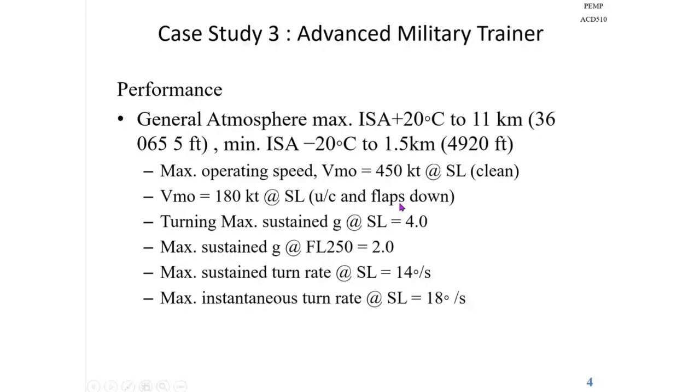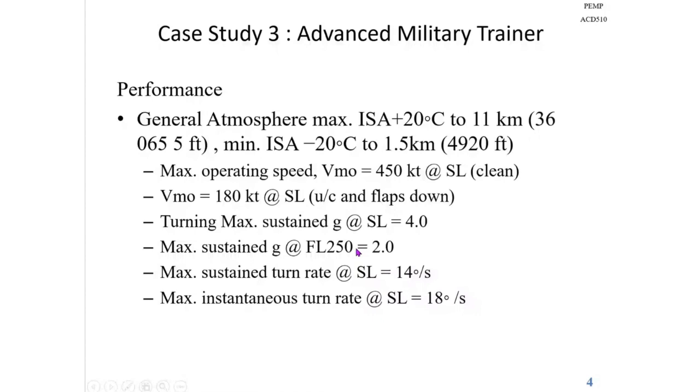Sorry, not, the maximum sustained G at sea level is 4. And maximum sustained G at flight at 25,000 feet is 2. Turn rate is 14 degrees per second, which is reasonably high because it's a military trainer. Most of the combat airplanes are around 16 to 17. So this is close to 14, so the pilots can be trained at that maximum.